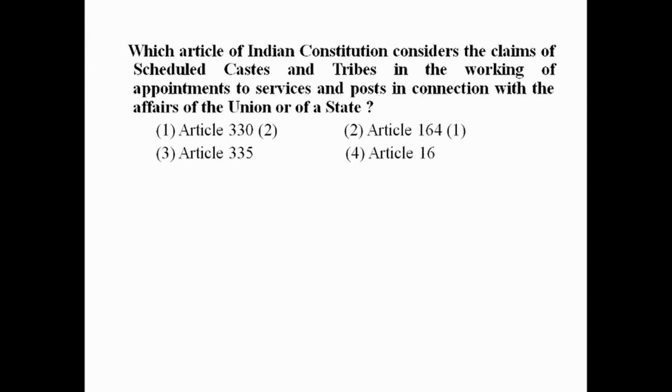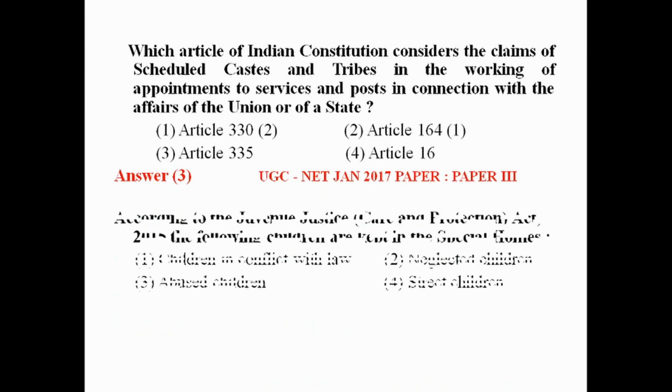The question: which article of Indian Constitution considers the claims of scheduled castes and tribes in the working of appointments to services and posts in connection with the affairs of union or of a state? The answer is option 3, that is Article 335.